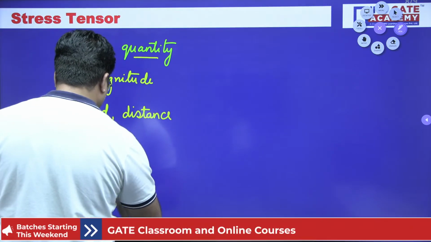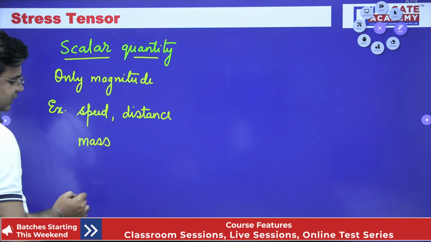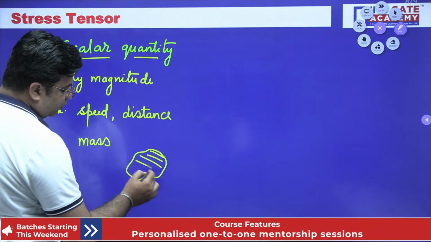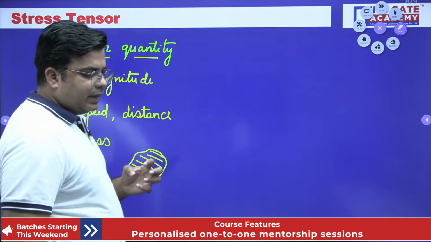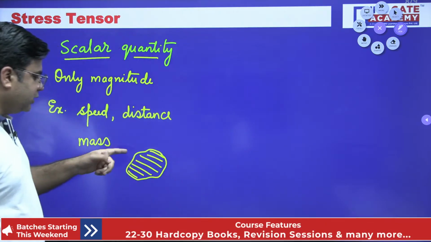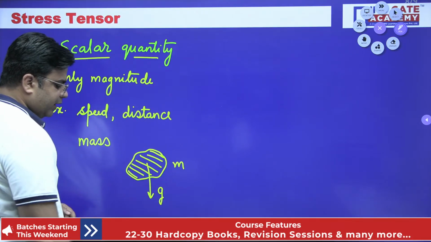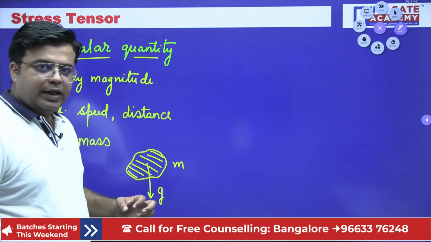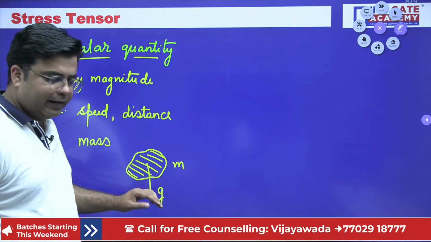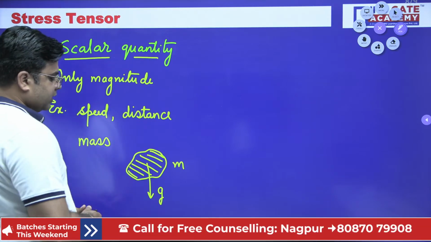Then you have mass. Mass is a scalar quantity because mass is actually the amount occupied by any element in the space, and that is defined as mass, right? But if this mass is multiplied by acceleration due to gravity, then it gives us the weight, and weight always acts in the downward direction or along the gravity, right? So weight is some different quantity, but mass is your scalar quantity.